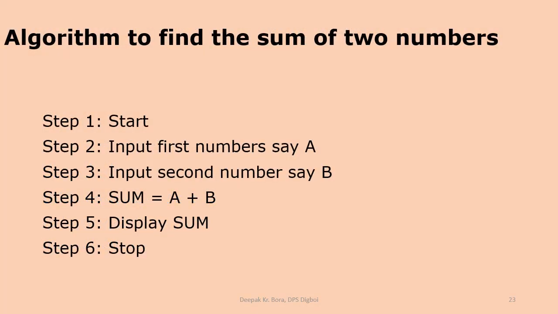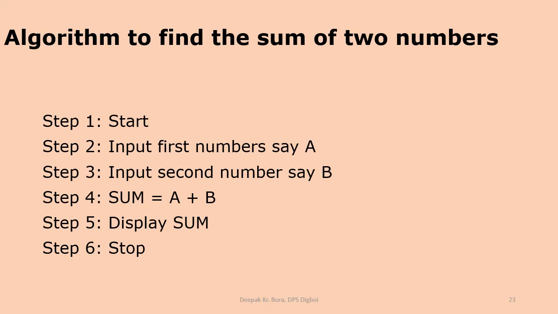Now let us discuss the algorithm to find the sum of two numbers. So here it goes like this. Step 1, start. Step 2, input first number, say A. Step 3, input second number, say B. So we have taken variables, and we are going to assign values by accepting them from the user in the variables A and B.